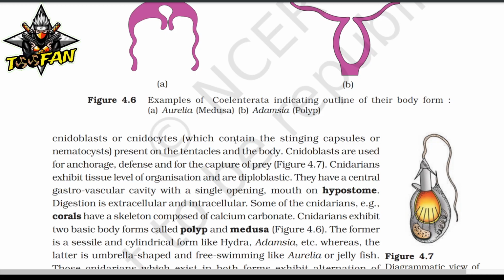They have a central gastrovascular cavity with a single opening, the mouth, on hypostome. Digestion is extracellular and intracellular. Some of the cnidarians, for example corals, have a skeleton composed of calcium carbonate. Cnidarians exhibit two basic body forms called polyp and medusa. The former is a sessile and cylindrical form like Hydra, Adamsia, etc., whereas the latter is umbrella-shaped and free-swimming like Aurelia or jellyfish.